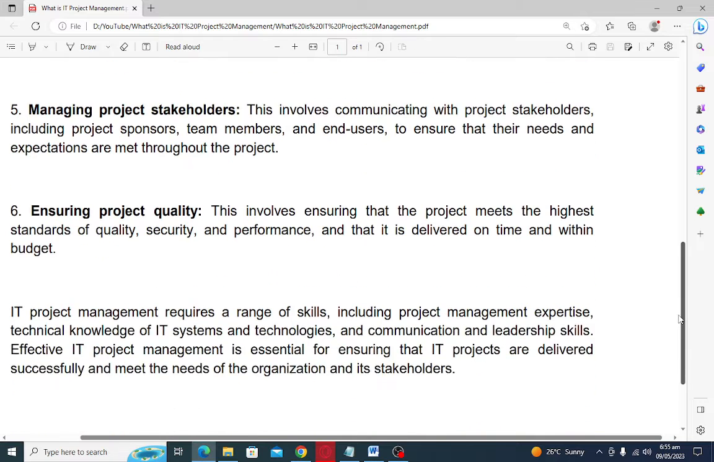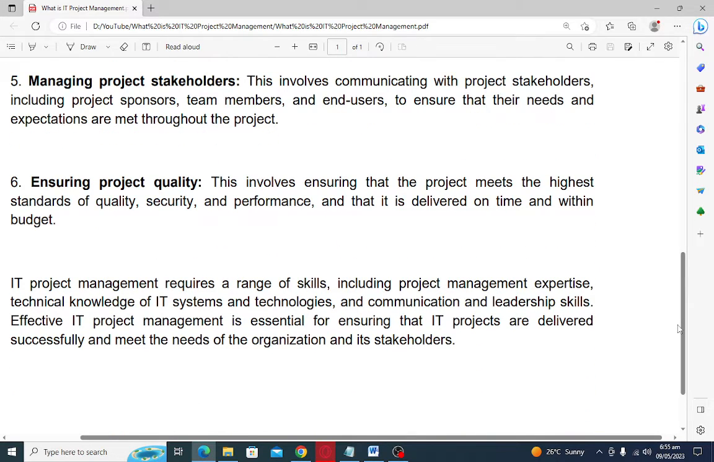IT project management requires a range of skills including project management expertise, technical knowledge of IT systems and technologies, and communication and leadership skills. Effective IT project management is essential for ensuring that IT projects are delivered successfully and meet the needs of the organization and its stakeholders.